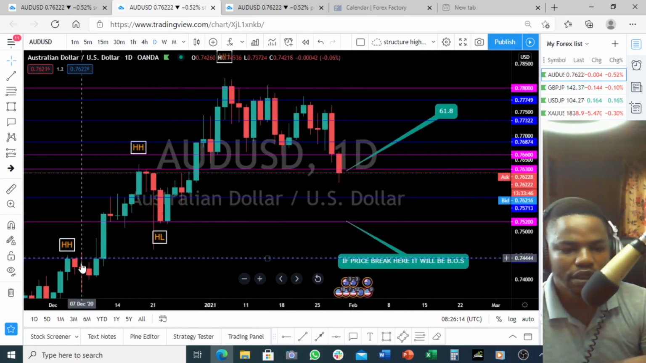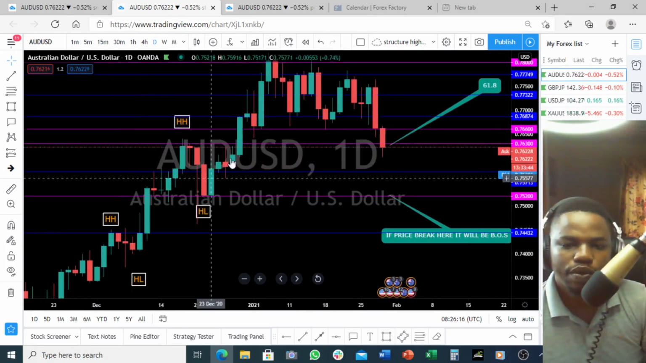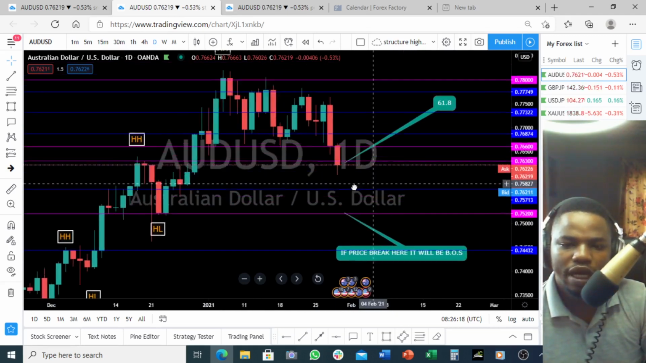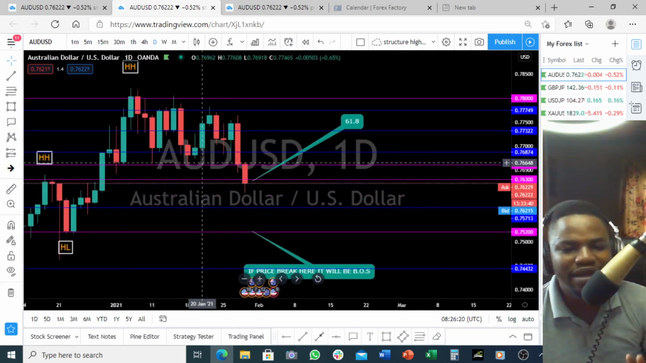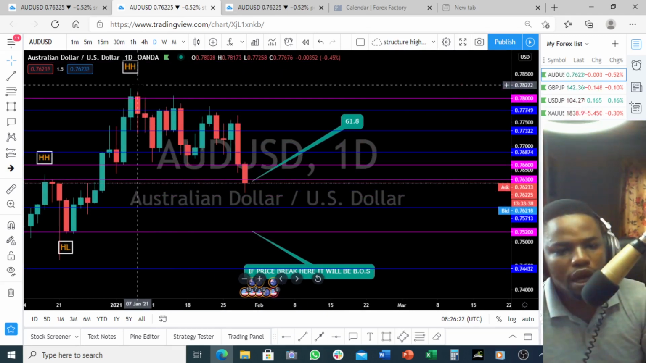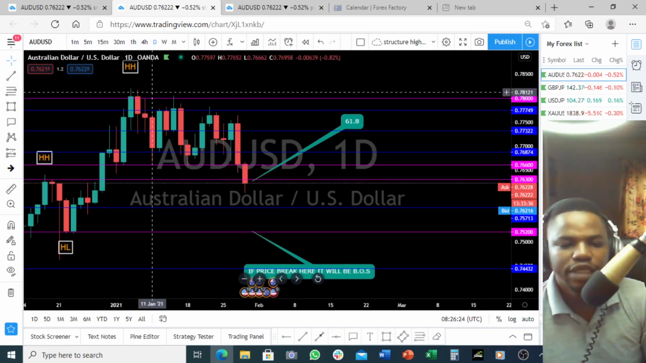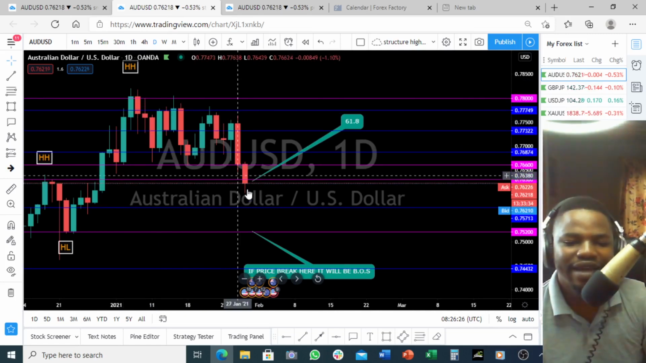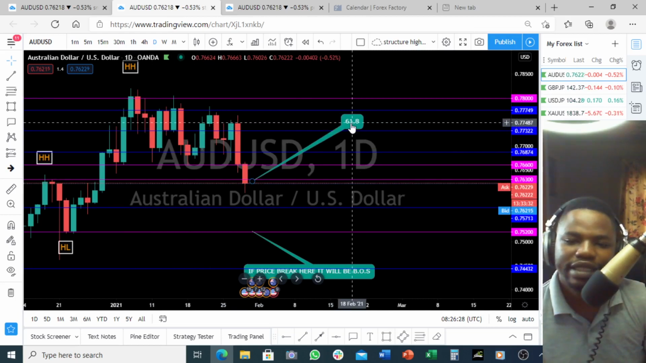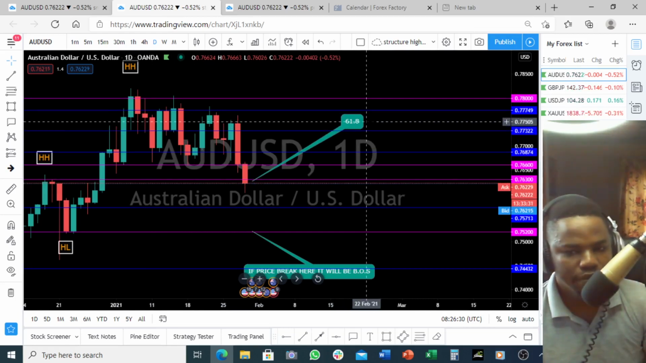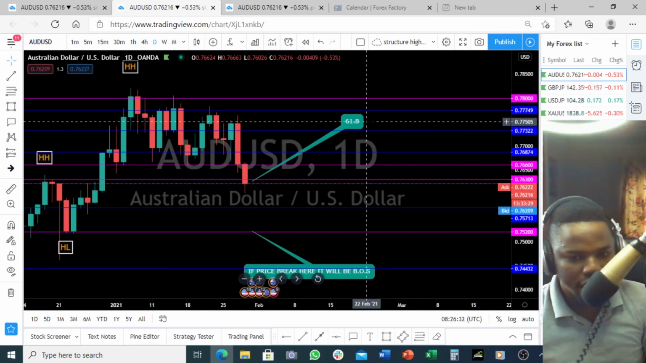Our takeaway is that according to market structure, we have 60 up to so far. We are on a pullback. We are not saying anything besides that. We are on a pullback, and currently we are at the 61.8 FIB retracement level. That's it.